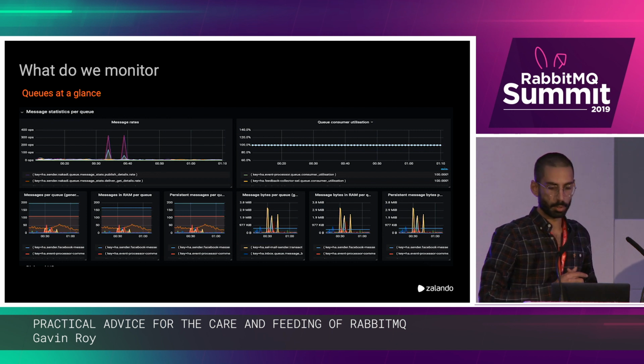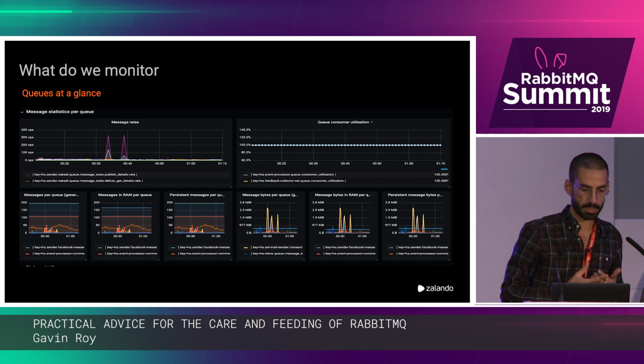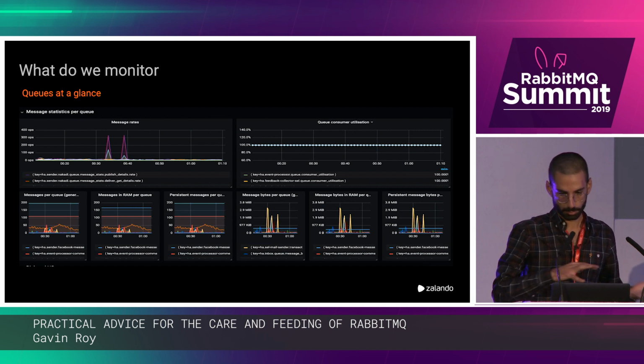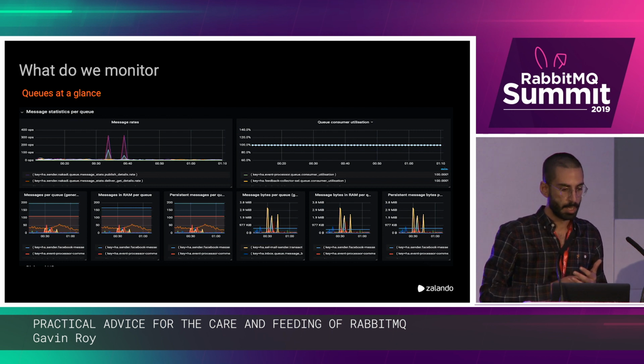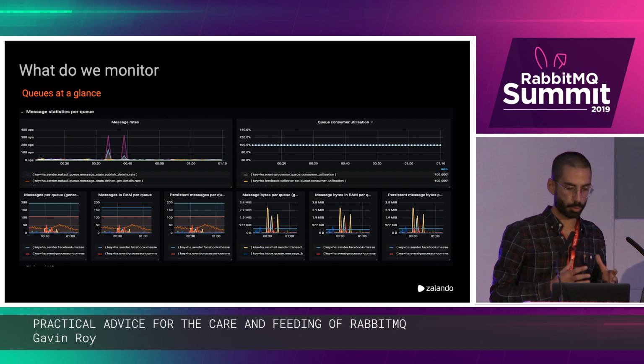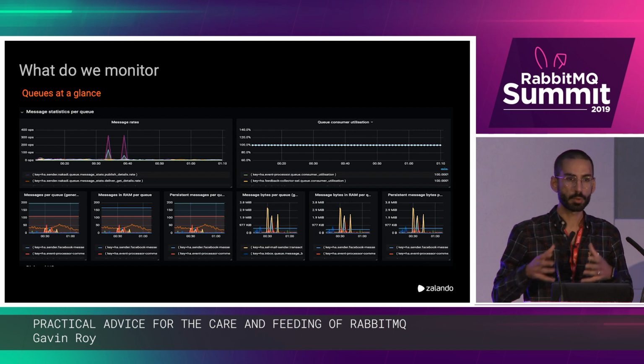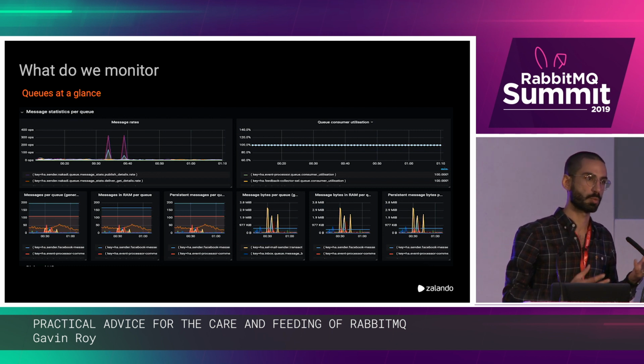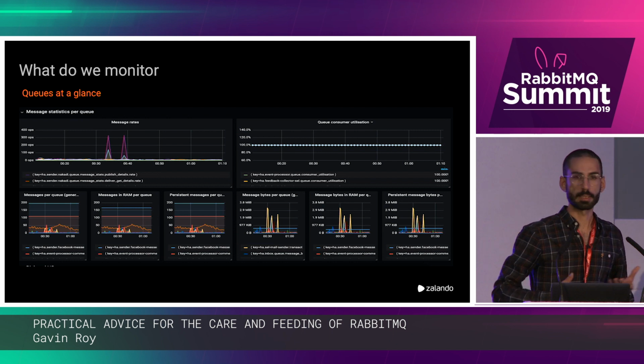Then we have an overall panel around the queues. So the message rate per queue, the consumer utilization of every consumer, the number of messages per queue, and the actual RAM usage per queue. So what are those? Because we have different sizes of different messages.